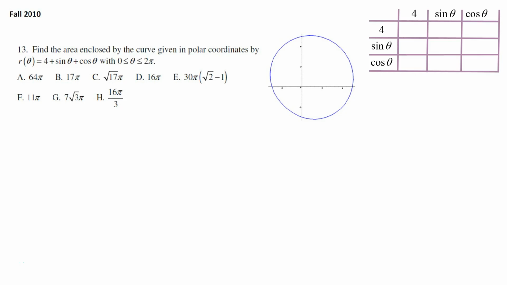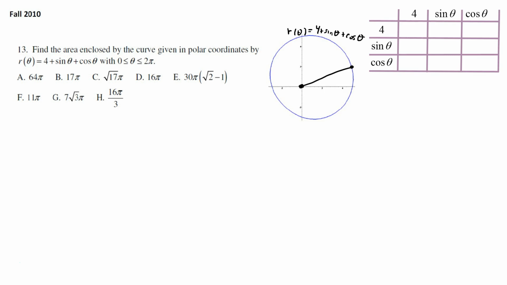This is a double integral polar equation. We're trying to find the area enclosed by the curve r of theta is equal to 4 plus the sine of theta plus the cosine of theta. The graph is provided for you, sort of a deflated circle, and we do this as a double integral where we radially slice outward from the origin.